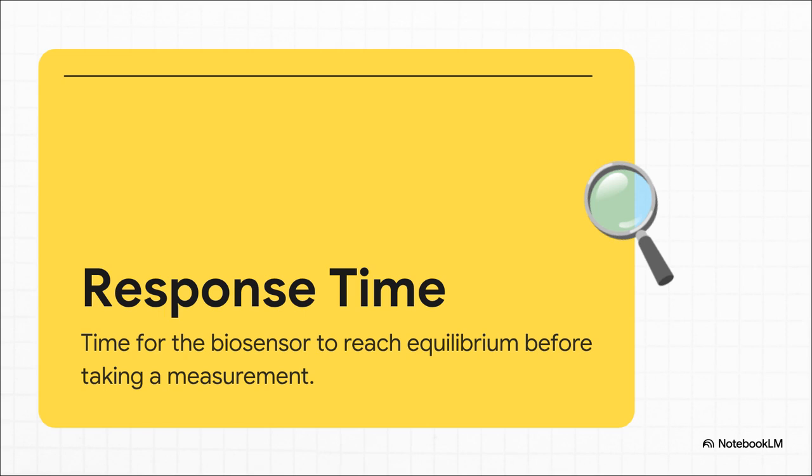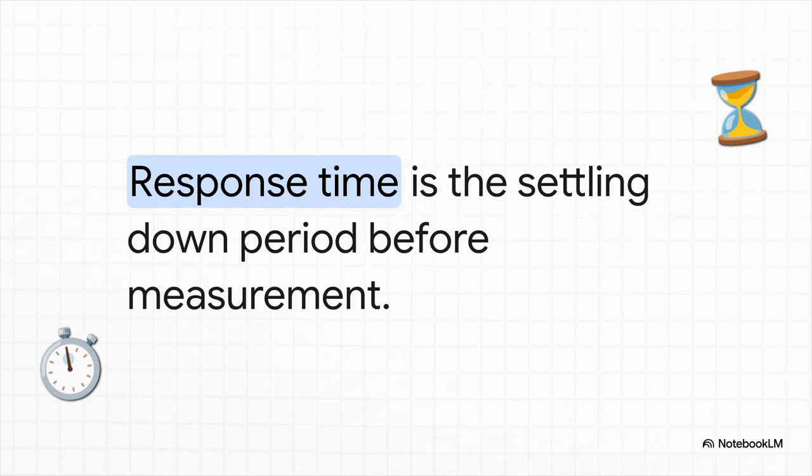Out in the real world, a few seconds to maybe 5 minutes is highly desirable. But if your sensor takes more than 10 minutes to reach equilibrium, no way. That's an automatic disqualification for any kind of repetitive routine analysis. It is just way too slow. Let's see how this impacts things on the ground.